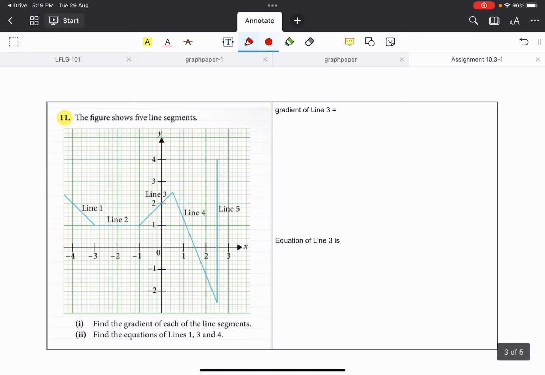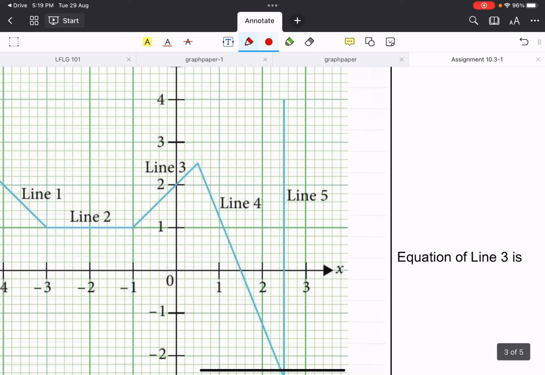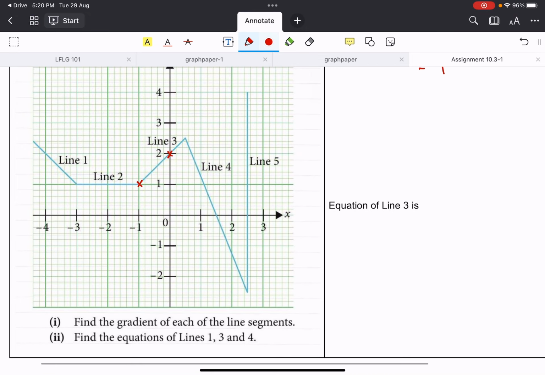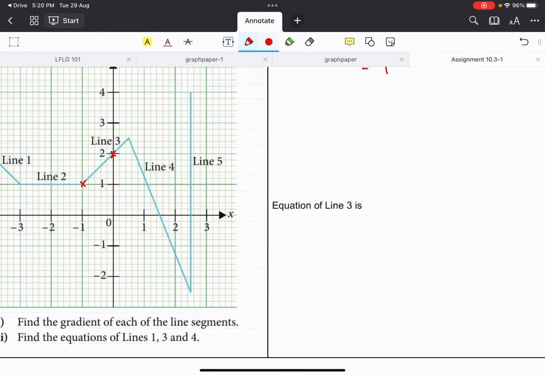For the third line again, this portion here is a bit difficult to figure out what exactly the value is, so we don't really need that point. We can just choose this point and this point. The rise is 1 unit, the run is 1 unit, and it is sloping upwards. Therefore the gradient is 1 over 1, which equals 1. The y-intercept is at 2, so we have y equals 1x, which you can just write as x plus 2.